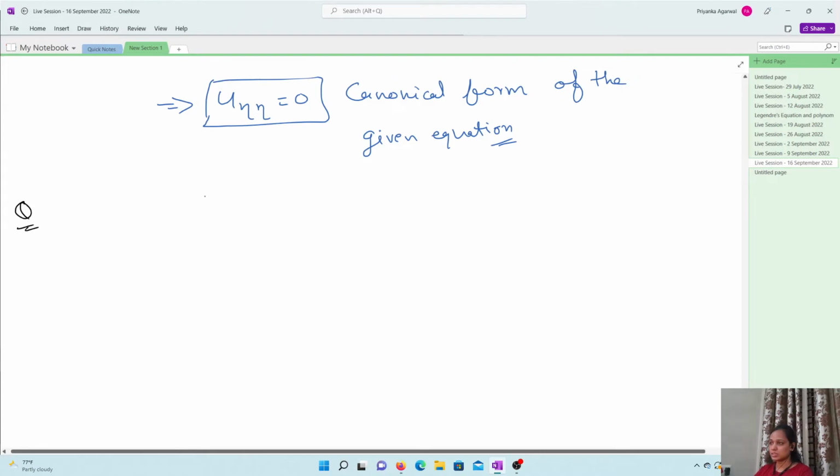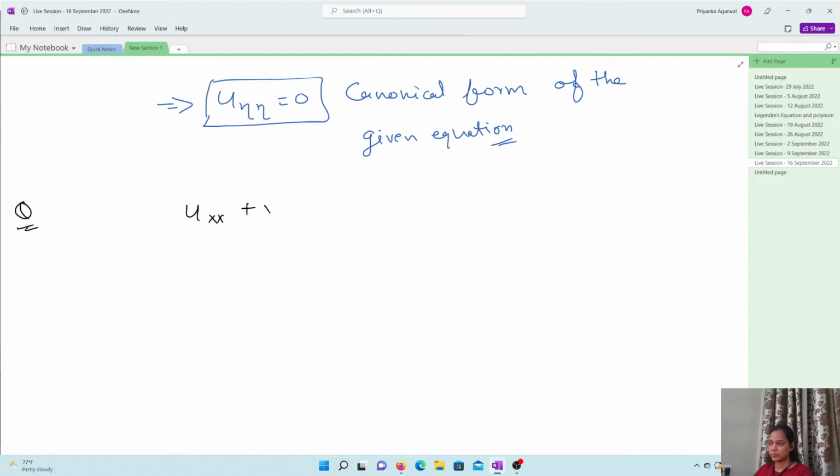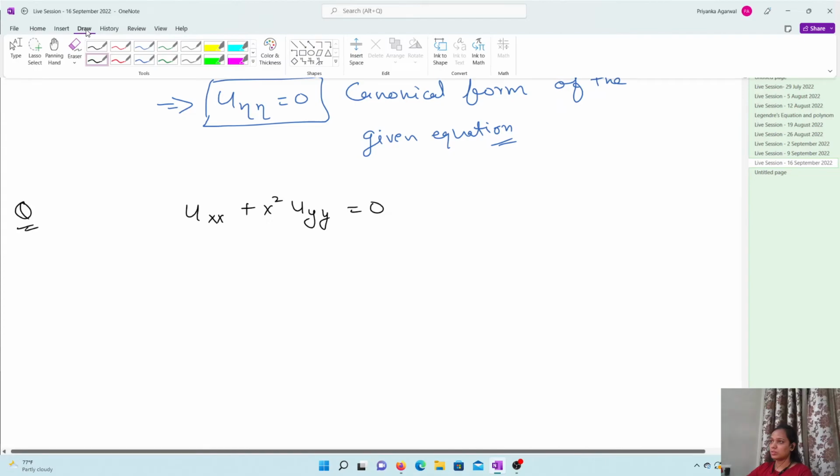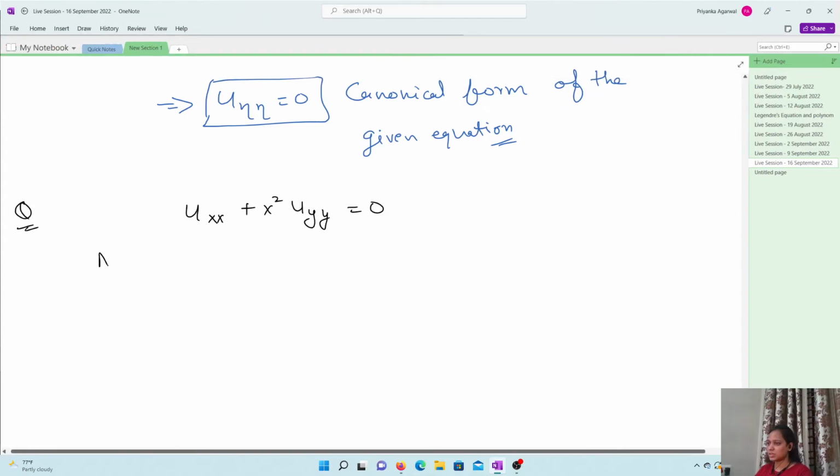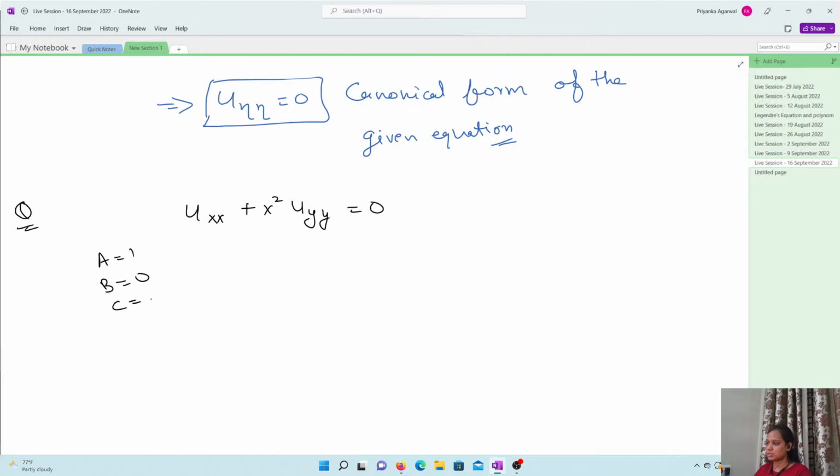So the question is, you have to find the canonical form for this equation. Now this is with variable coefficients. With quick analysis, we can say that A is 1, B is 0 and C is x square. So b square minus 4ac will be minus 4x square.